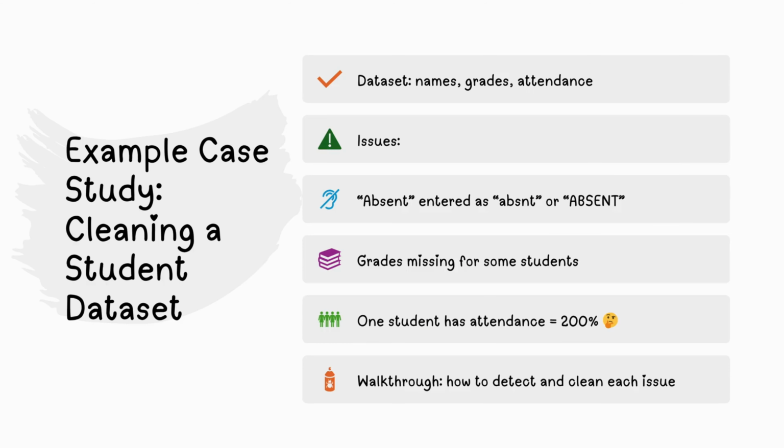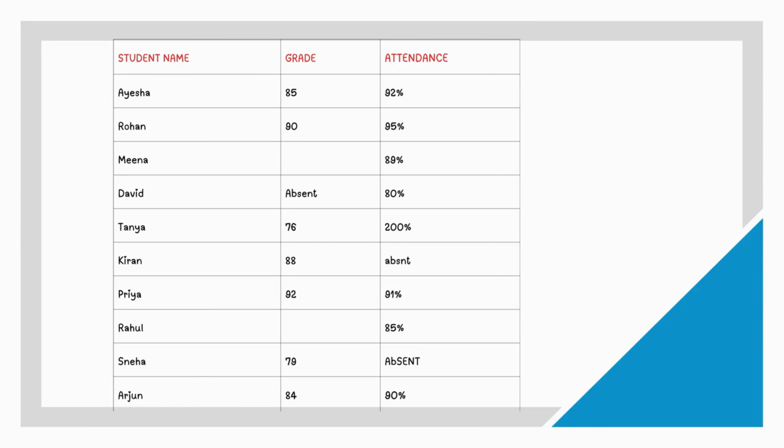Now, let us look at a practical example of data cleaning using a student dataset, which you can see on the screen now. As you can see, this dataset includes names, grades, and attendance records. But like most real-world data, this set is quite messy.